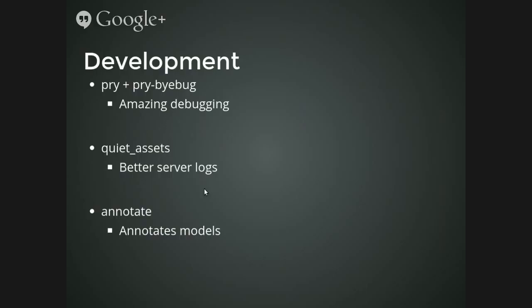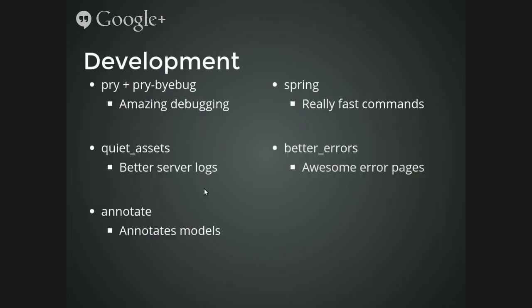Annotate is a gem that essentially sticks information about your model. It just documents your models for you based on the database. So it's pretty nice. Spring will make your commands run really fast. So all your commands, including rails c, rails server, rake migrate, all of these things will run much faster when you use Spring. Better Errors gives you awesome error pages with an interactive console, so you can inspect the variables at the time of the error. And Guard watches for file changes and does some action when files change. So that was a lot, but let's just see them in action.